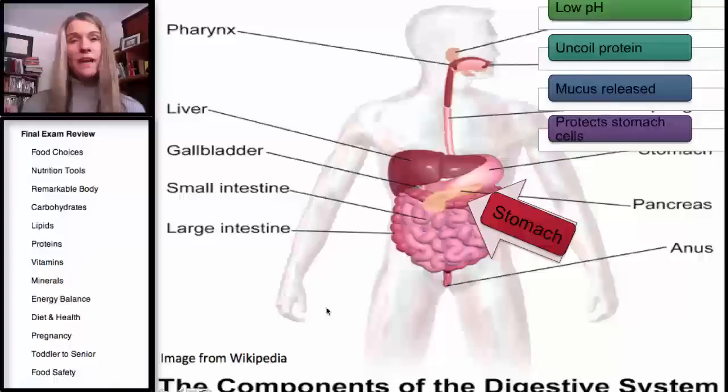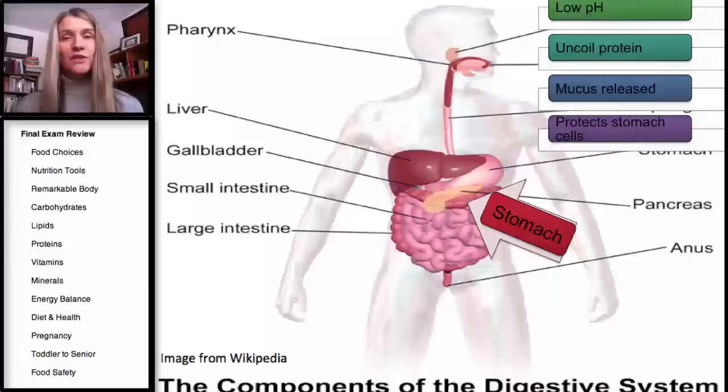And it's the low pH that uncoils the protein. But the stomach is protected because it has a mucus that is released to protect it from actually getting burned. Remember, those contents can actually be pushed back up into the esophagus and cause heartburn because it's such a low pH.